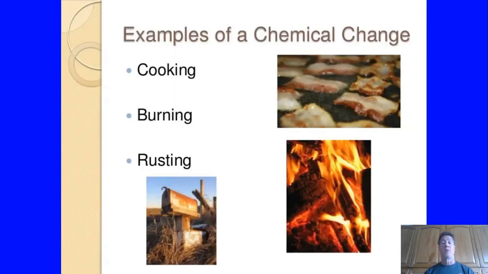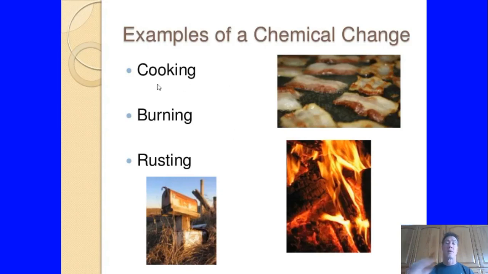So let's look at some examples of a chemical change. Cooking. If you fry up some bacon, you're denaturing the protein, and you're breaking those bonds, and it changes the chemical composition. Burning things, as we just saw, rusting. These are examples of a chemical change. And one key indicator of a chemical change is that they're harder to reverse.